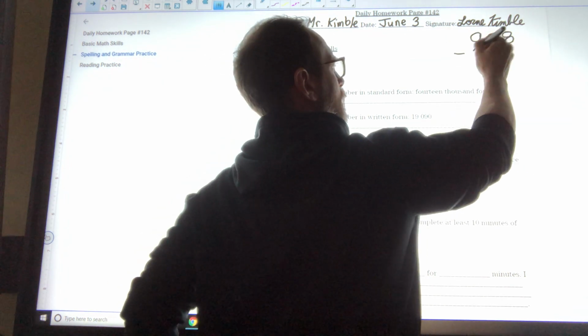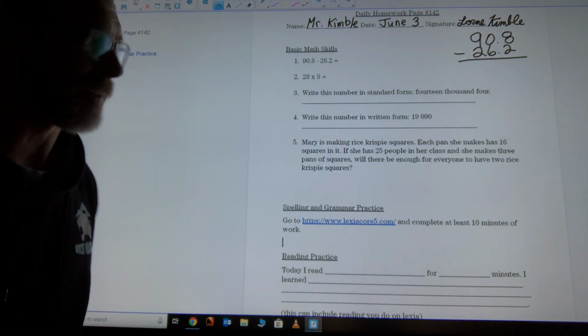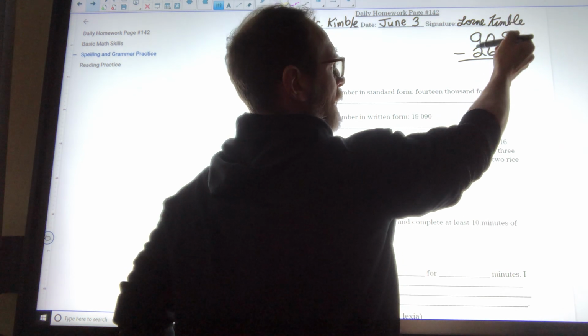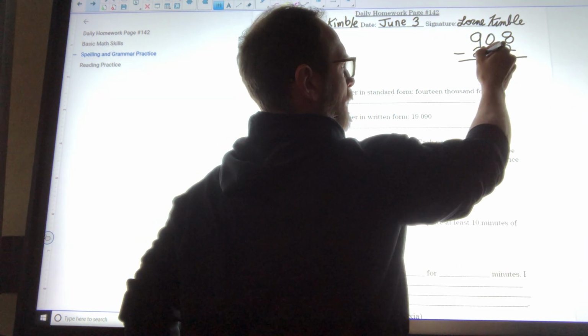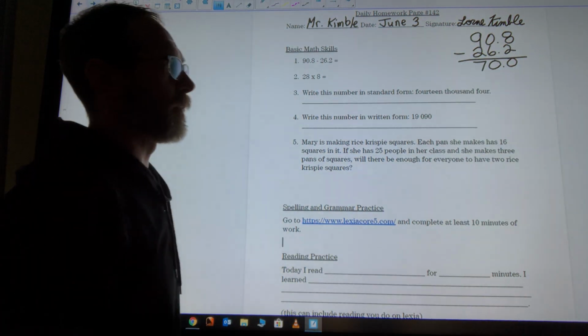And I'm going to use the count back strategy just for a change so that I see something different. The first thing I have here is 90 minus 20. So 90 minus 20 is 70. I'm just going to put 70.0.